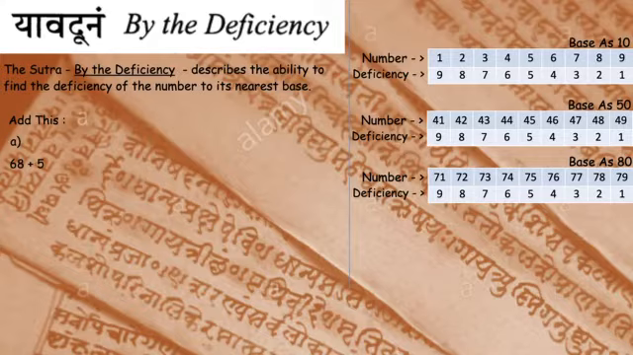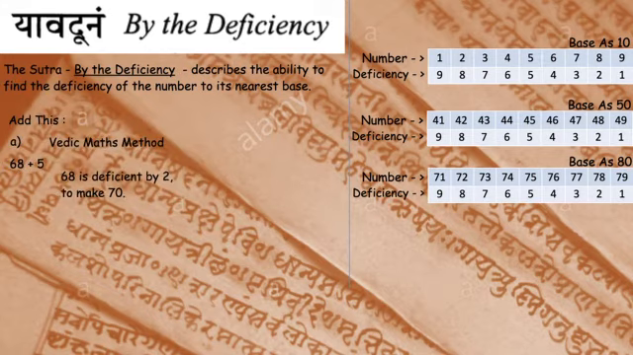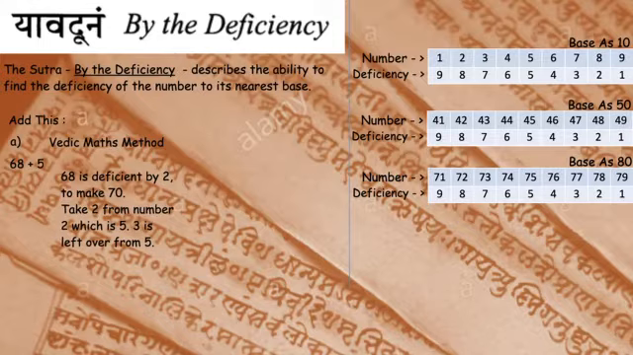So let's add 68 and 5. How do we do it? 68 is deficient by 2 to make it 70, right? From where do we take that 2? We can take it from the 5. If we take 2 from the 5, there is 3 left out. So 68 and 2 made it 70, and there is a 3 left over. So the answer is 73.